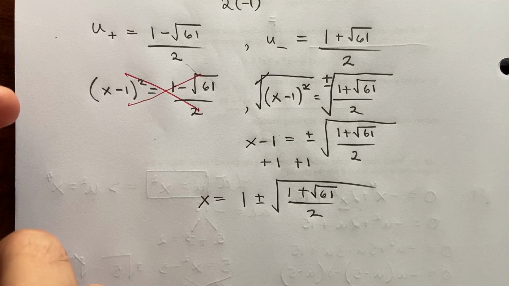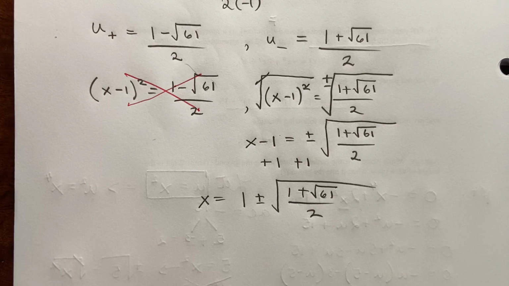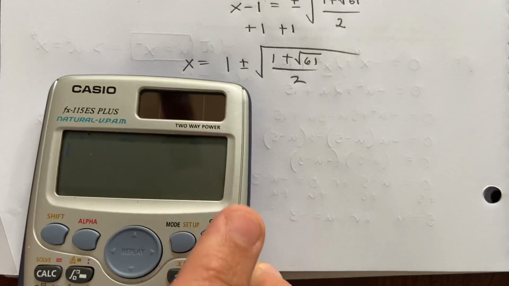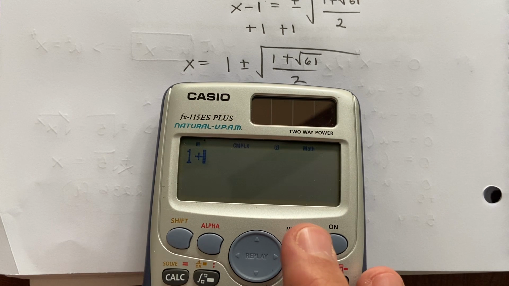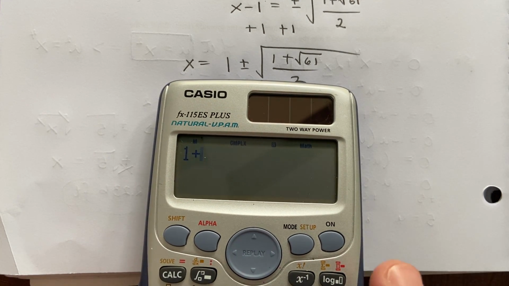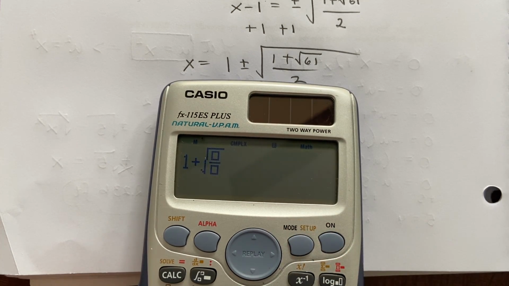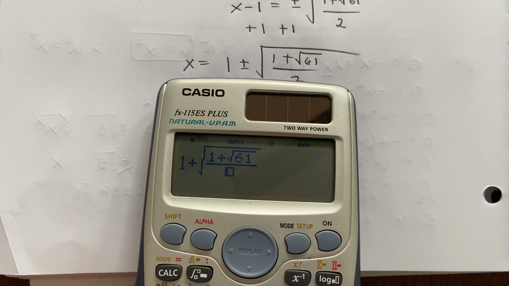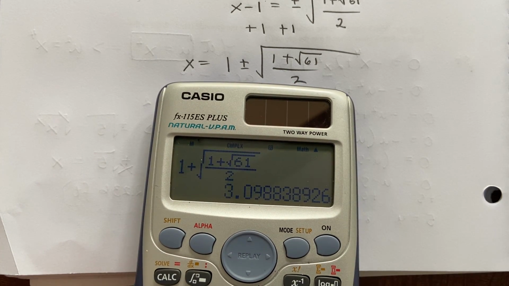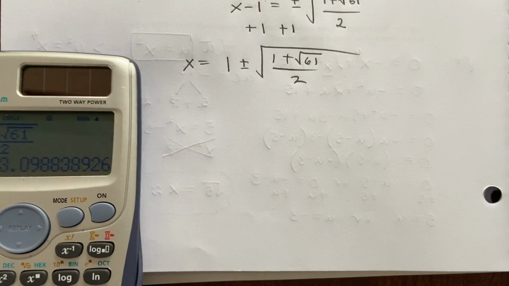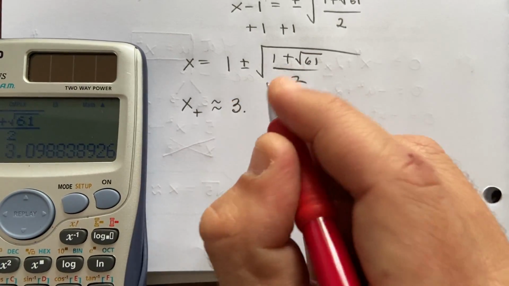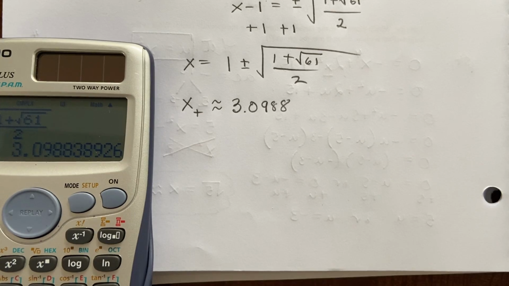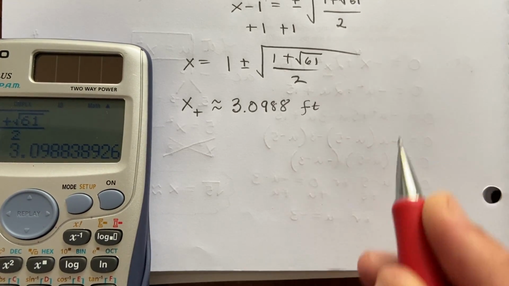So I'm going to type in these two answers and just see what numbers they are, just to see if any of them make sense. So typing that in, so 1, hopefully you can see this, and then plus square root, and then fraction, 1 plus square root 61, scroll down, 2. So the plus case gives us this. So I'll say x plus gives us about 3.0988. I'll just carry that to 4 decimal places, and that would be a number of feet.